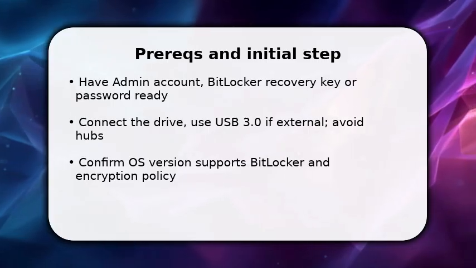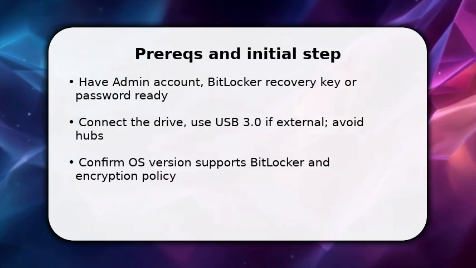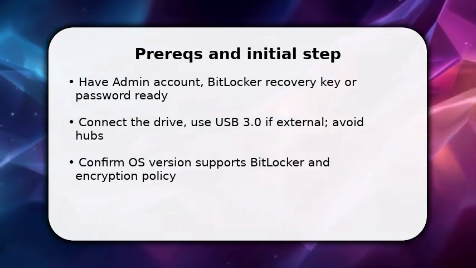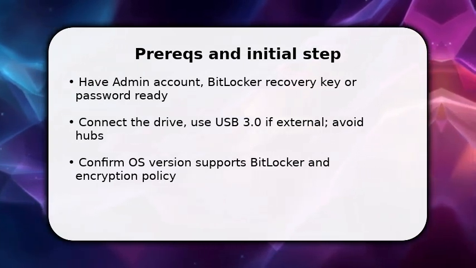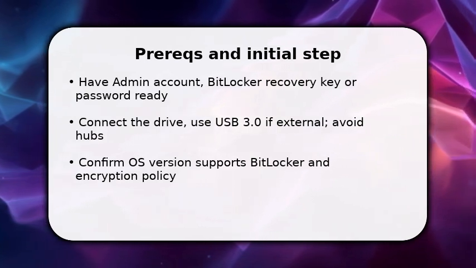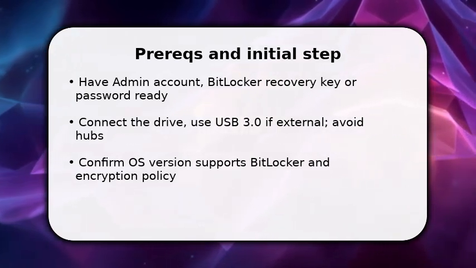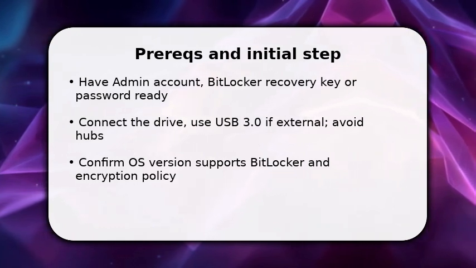You start by confirming prerequisites, an administrator account, and the BitLocker password or recovery key. Plug the drive directly into the PC and use a reliable USB port. Open File Explorer to see the locked volume, then right-click and choose Unlock Drive or Manage BitLocker. You do this now because having the key ready prevents delays.